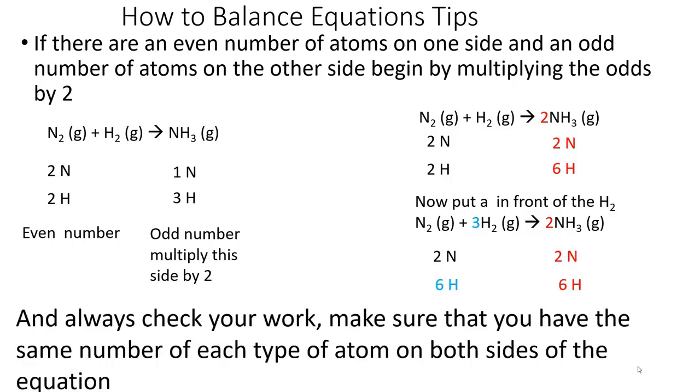And one last note, always check your work. Make sure there are the same number of each type of atom on both sides of the equation before you move on. And these tips are not necessarily the golden rule of balancing chemical equations. They're more meant to help you. If you happen to find more tips and tricks in balancing chemical equations, certainly please share these with your classmates.